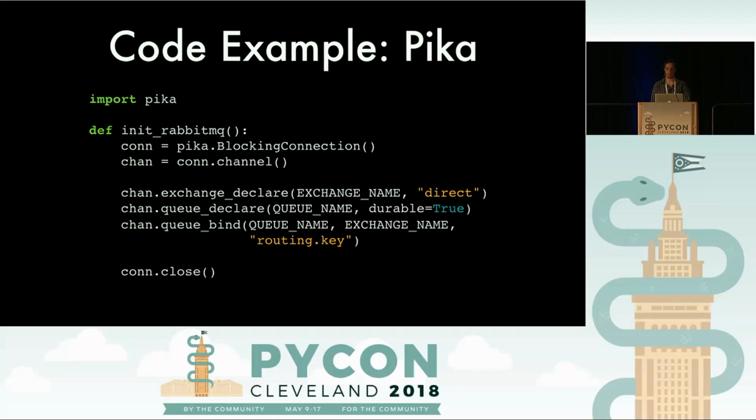First, we need to set up the environment. In the init RabbitMQ function, I use Pika to open a blocking connection to RabbitMQ and use that connection to open up a synchronous communication channel where all activity takes place. I use that channel to declare a queue and a direct exchange. I then bind those two together with a simple routing key, so that any message sent to my exchange with a matching routing key will get routed to my queue.